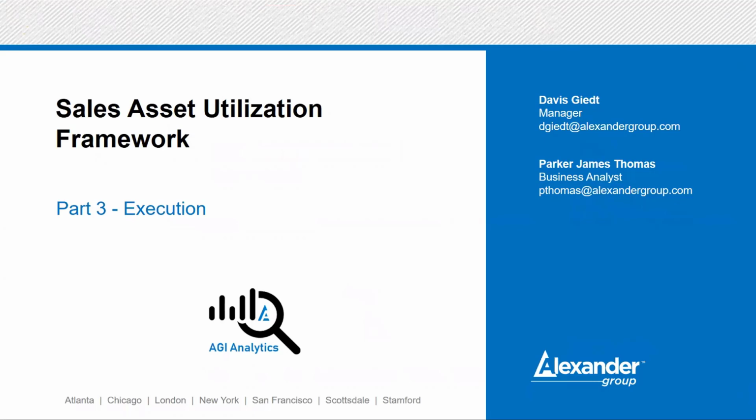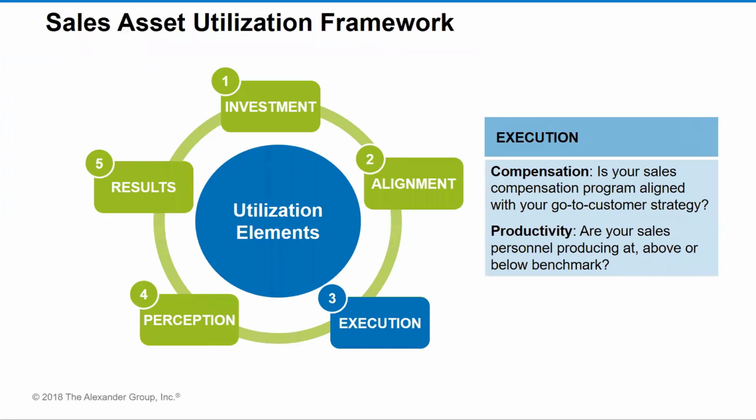Welcome back to our Sales Asset Utilization video series, which focuses on giving revenue leaders the tools they need to make sure that their sales forces are as productive and as efficient as possible. In today's video, we're going to discuss the third point in our 5-point framework, execution. Execution comprises two main concepts. The first one is sales compensation, as it aligns with your go-to-customer strategy. And the second one is about productivity, meaning how sellers are performing compared to market and to their own goals.